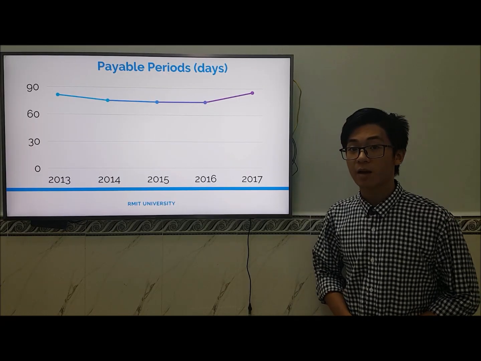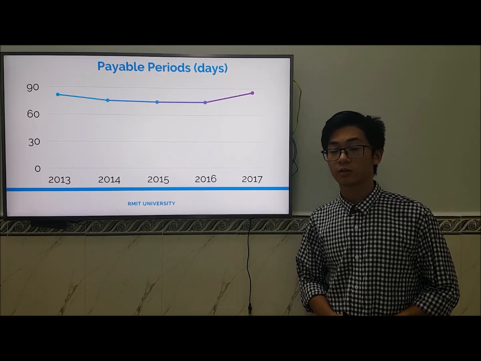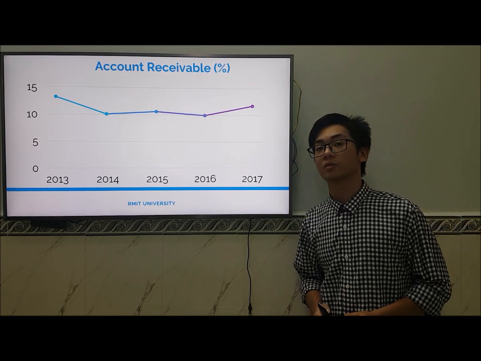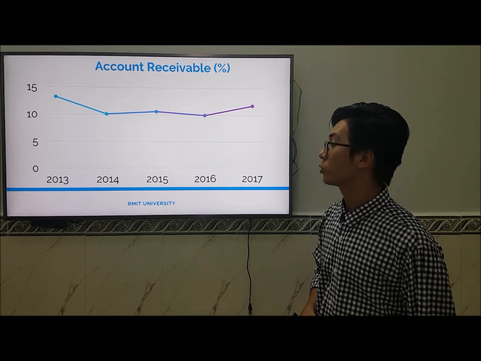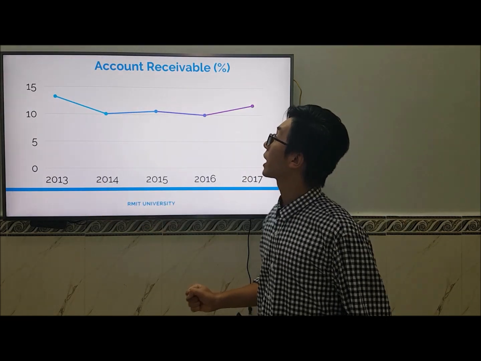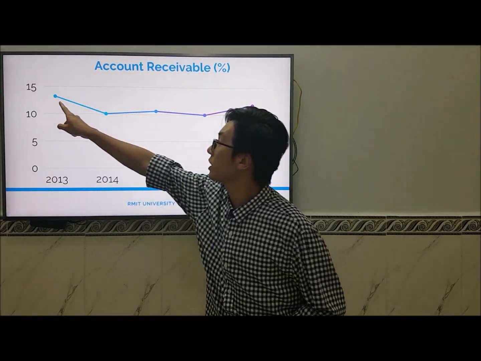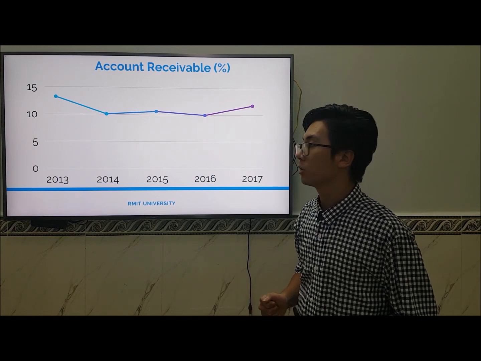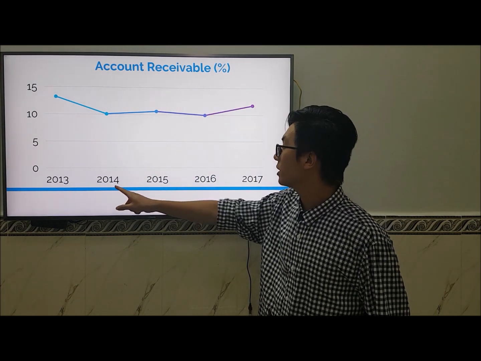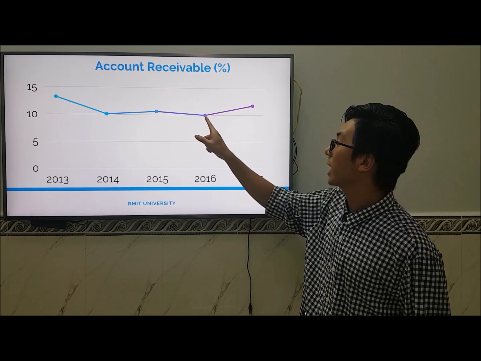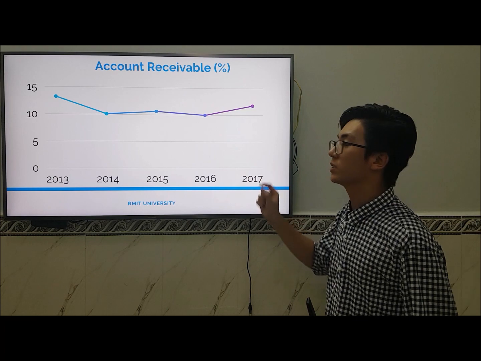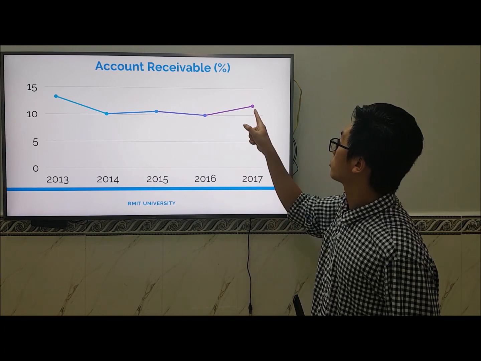And now to analyze Apple's ability to manage its liabilities, let's have a look at account receivables. Now, in 2013, account receivable is about 14%. This number decreased and remained stable from 2014 to 2016 at about 10%. A slight increase happened in 2017, to just about 11%.